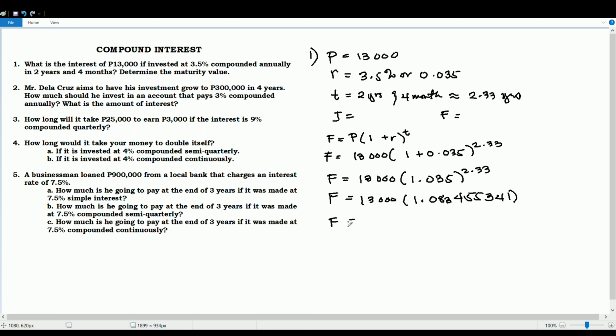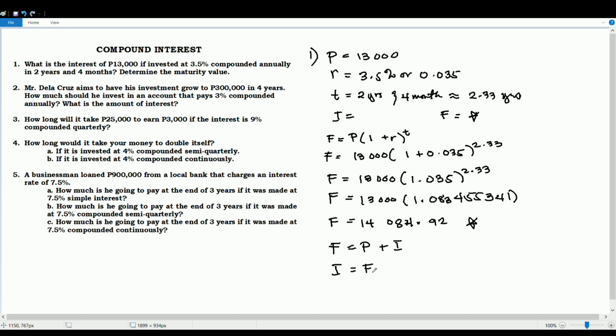And multiplying these two numbers will be 14,084 pesos and 92 cents. Okay. So we have now the future value here. But how are we going to determine the value of the interest? From our definition, the future value is equal to the sum of the principal and the interest. Okay, so we have to isolate the value of I here since we have the value of F and P.